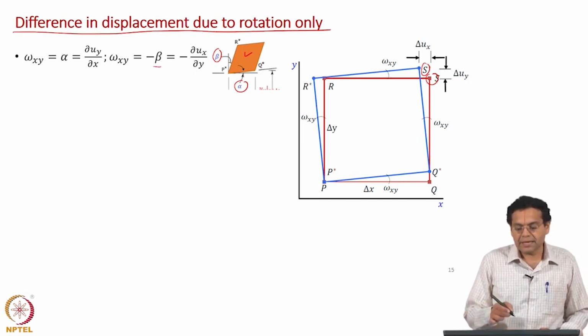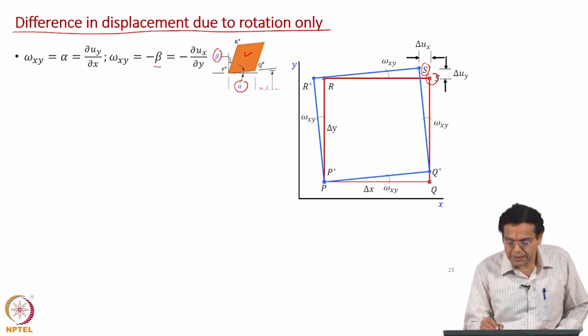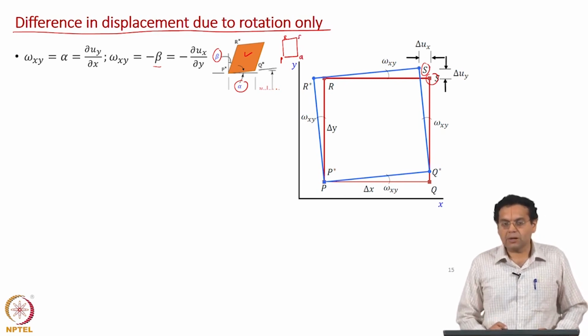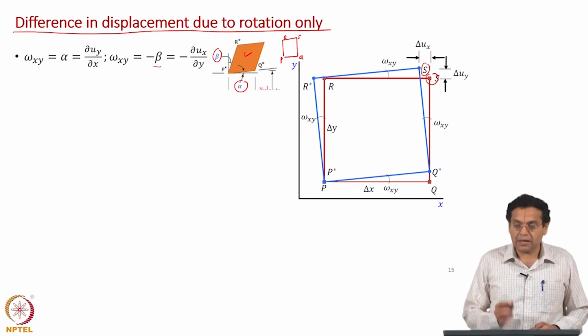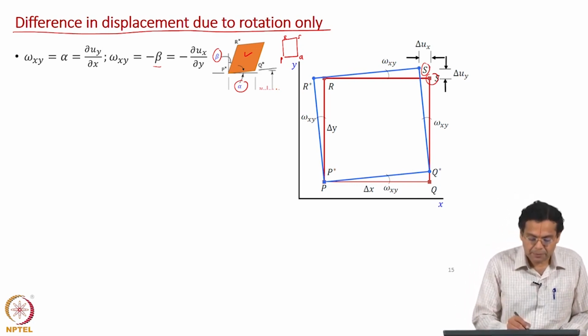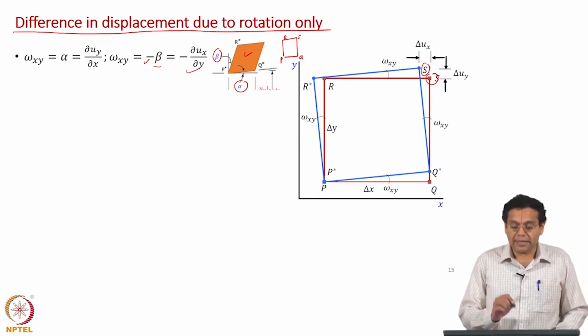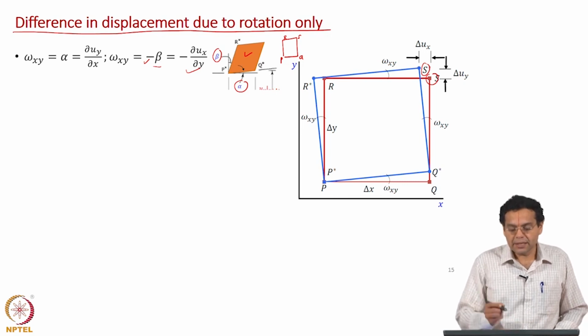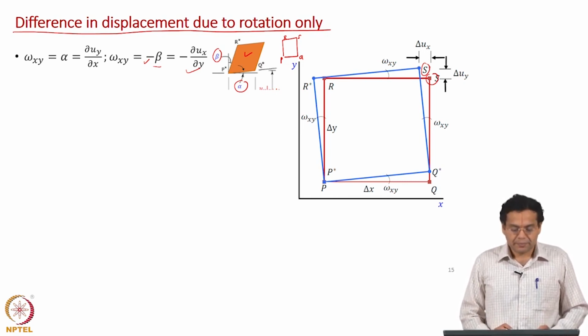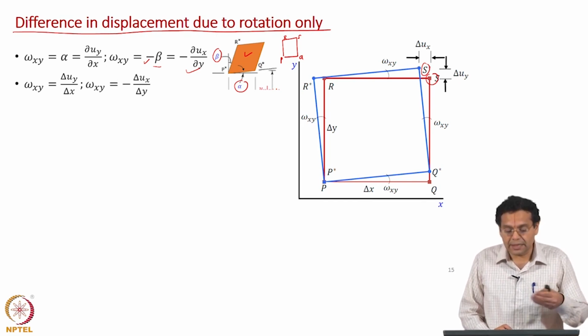PR to P star R star, and the relationship of omega xy is equal to beta. But initially PR was this, the initial plate was PQRS. So, PR rotated in the clockwise direction, and because we have taken clockwise as negative, we added a negative sign and related omega xy is equal to minus beta is equal to minus dou ux by dou y. Okay. Now, if you write in terms of differences, omega xy is equal to delta uy by delta x and omega xy is equal to minus delta ux by delta y.